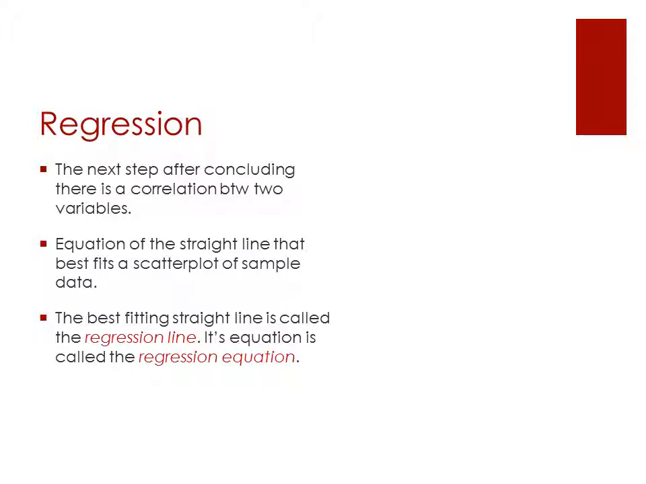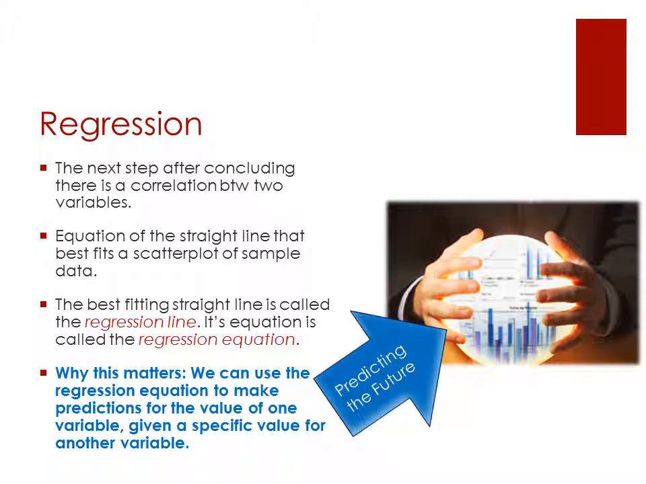So the equation is of the straight line that's going to best fit a scatter plot of the sample data. This best fitting straight line is called the regression line. That's the line that's actually plotted on the graph. And the equation that produces that regression line is called the regression equation. Now, why does all of this matter? Because we want to be able to make better predictions about the future.